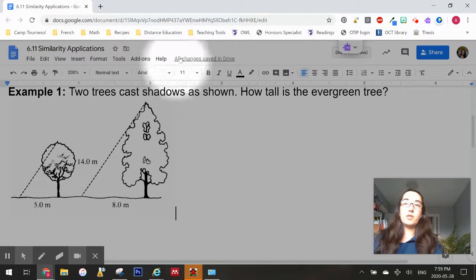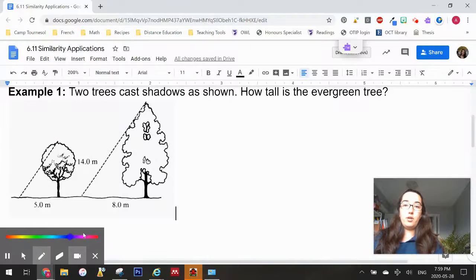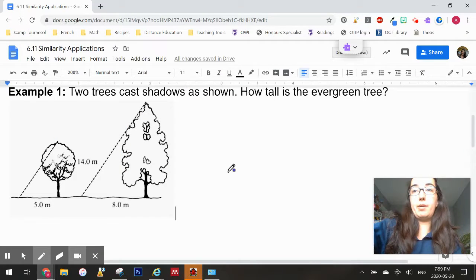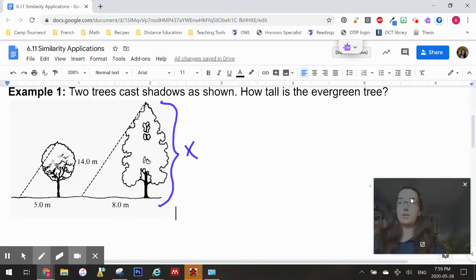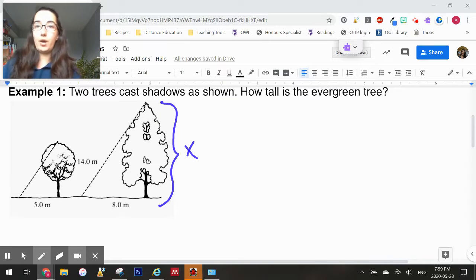These are similar triangles because you can imagine the sun is somewhere up here and it's shooting down. It's creating the same angle to both trees, except one tree is just taller than the next one. Let's start off by reminding myself that this side is what I am looking for. That is going to be my x. Okay, that's going to be my x.